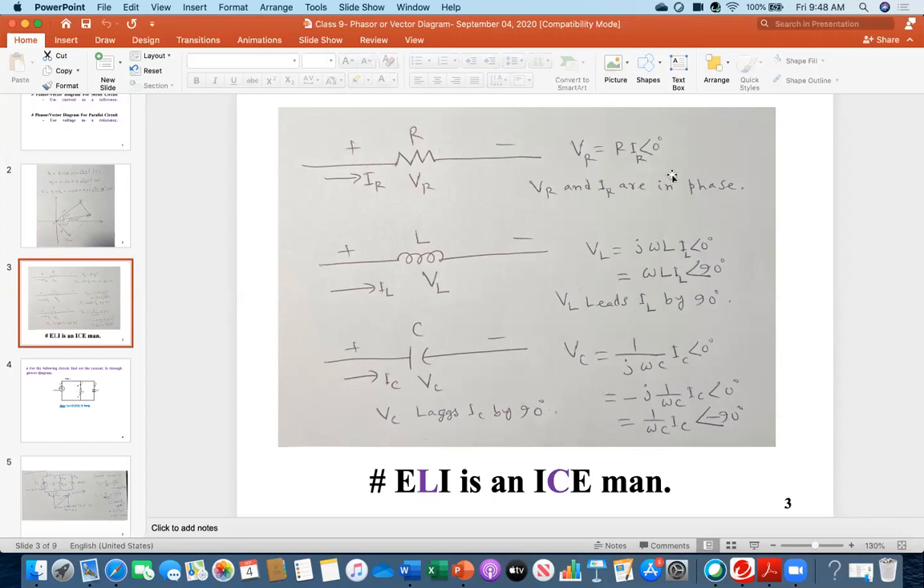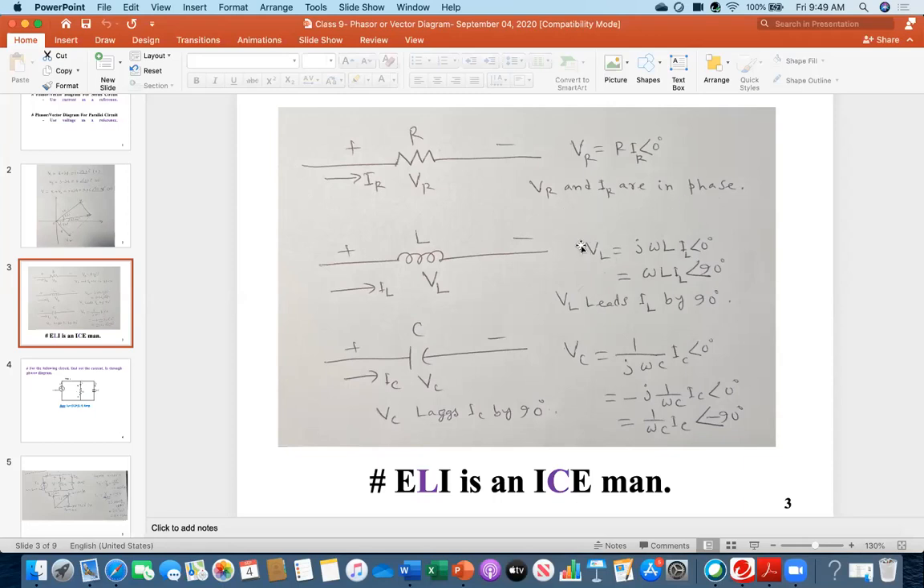So everybody, do you understand what I am telling? Is this true all the time, for all VL and IL? Exactly, all the time. So from today, you must remember that in the case of resistance, VR and IR are in phase, there is no phase difference. This means you have to plot on the same line.